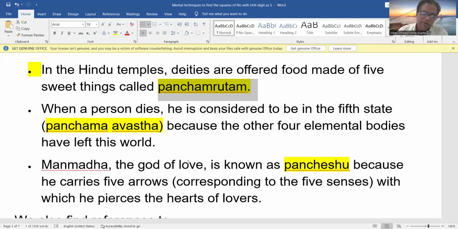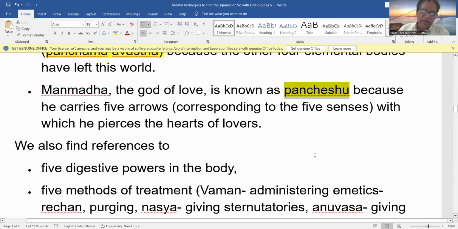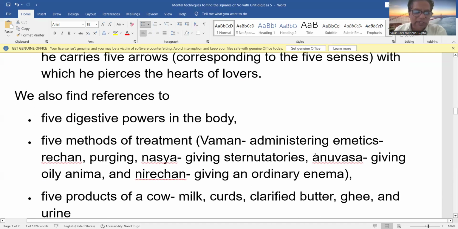And in the same way, Manmadha or Kamdev, the god of love, is known as Pancheshu. Pancheshu means he carries five different arrows corresponding to the five senses. The five senses you must be knowing. So he carries five arrows, which represent the different senses of the human being, and with them he pierces the hearts of the lovers. So there are five digestive powers in the body.